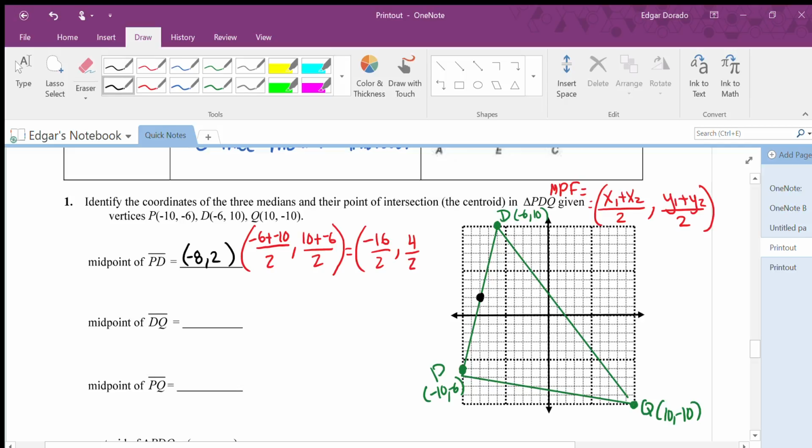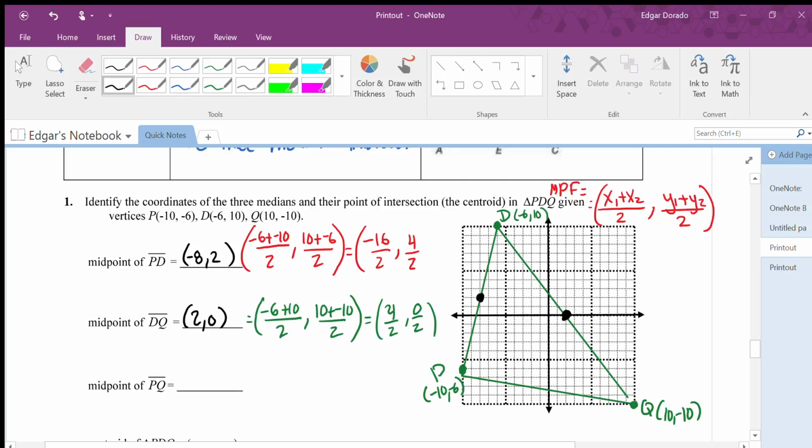All right. Now let's go ahead and find the midpoint of DQ. So my midpoint of DQ is going to be (-6 plus 10) over 2, and then finally (10 plus -10) over 2. What does this reduce to? This is actually just 4 over 2, and then 0 over 2. So we really just have 2, comma, 0. So 2, comma, 0, and look at that. It looks like my straight lines were dead on.